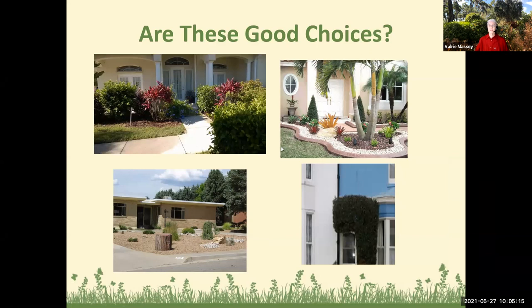So let's say the one up here on the left top, you're going to be doing a lot of trimming. You can see that you're always going to have to be concerned with how the plants grow into your walkway. It could be a trip hazard if you happen to put an agave plant near your walkway. You might be poking yourself, and that's no fun. The bottom right photograph of the plant, again, you're going to have to trim that, and it's going to become a problem.